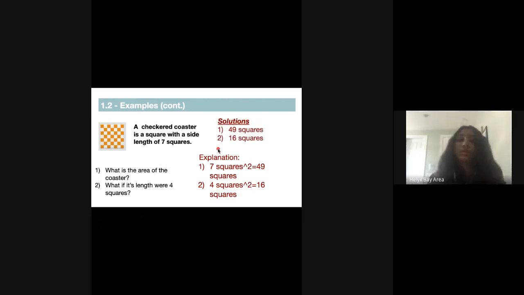So here are the solutions. For the first problem, our solution was 49 squares, and for the second problem, our solution was 16 squares.